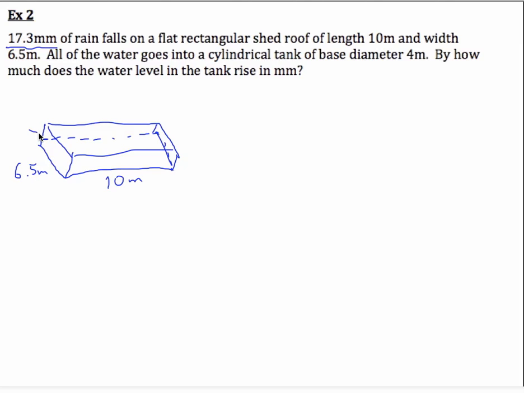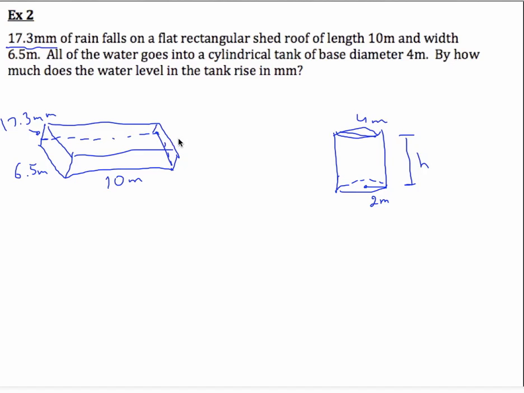Okay, and the height here is going to be 17.3 millimeters. Alright, so the rain falls in there and then it gets poured or drained into a cylinder. Okay, and the cylinder has a diameter of 4 meters, so this is going to be 2 meters, its radius. And later we're going to have to find the height that the water in the cylinder goes up to.